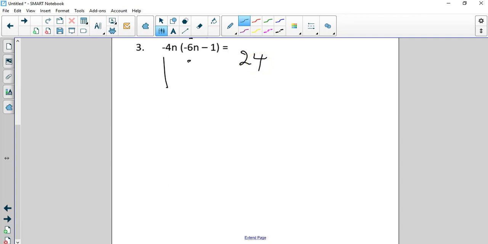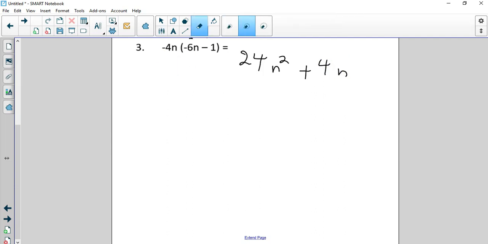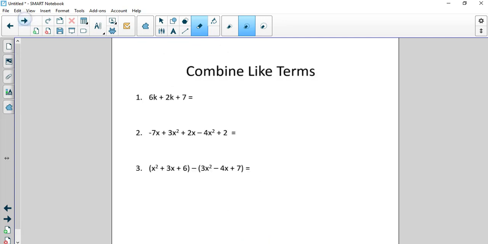Negative times negative is positive. n times n is n squared. Then negative times negative is positive. 4 times 1 is 4, and the n just tags along. All right? Remember, if you're ever going too fast, you can always hit pause and rewind.